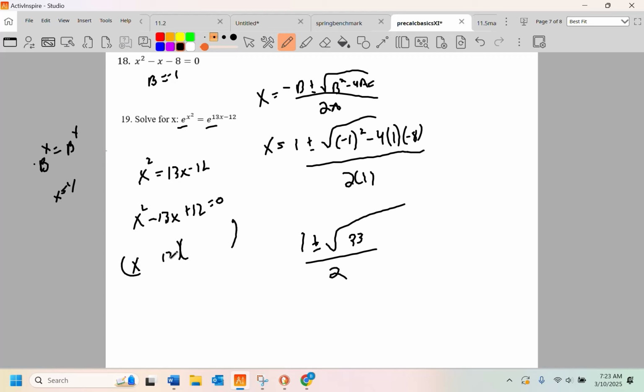It takes 12 and a 1, and they're both negative to get to a negative 13. So my two x choices are 12 or 1. They should both work, and they do both work because I just checked them mentally.